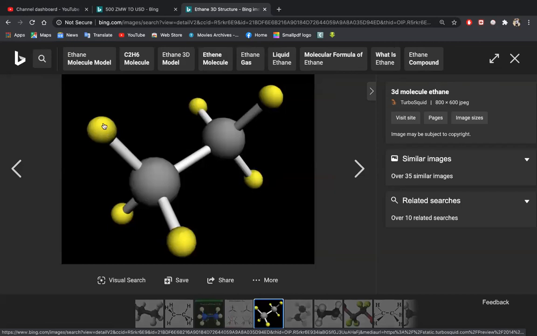If this is on the plane, then this one also is on the plane. But please take note, this does not apply for all molecules. It does not apply for all molecules. Because when you look at now, this is the first representation.